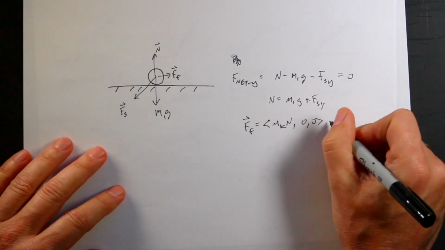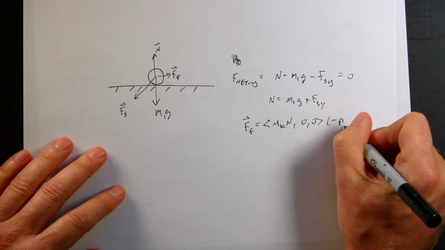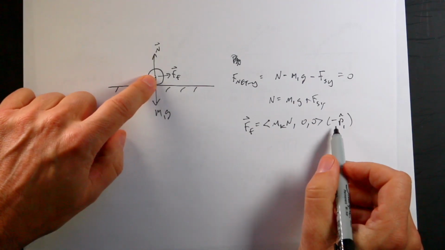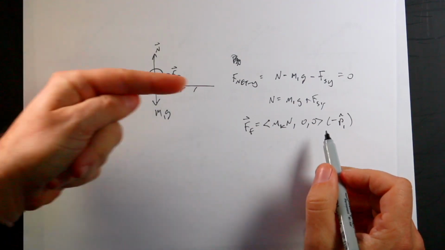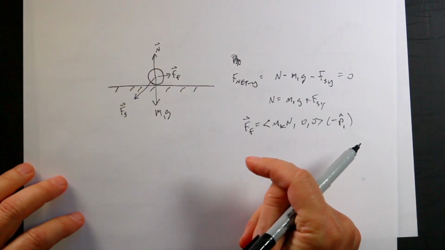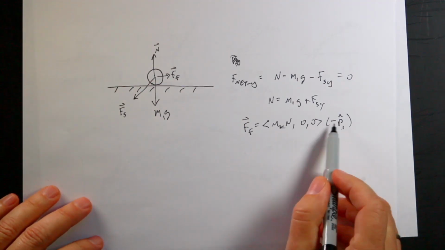And then I'm going to multiply it by negative p1 hat. So if p1 is the momentum of mass 1, if it's moving this way, then the friction force is going to be that way. If it's moving this way, the friction force is that way. So that gives me the direction, and then the negative.